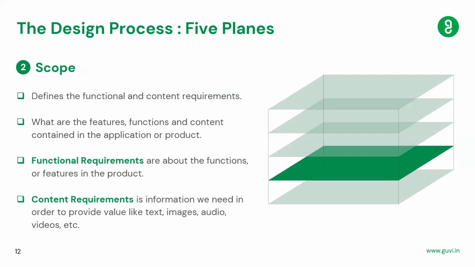The second plane is the scope. What is the scope here? It is the functional and content requirements: what should be the functions of the application, and what can we add in that? Functional requirements are about the functions or features of the product. Content requirements are nothing but what should be the content in it, like, as I told you, text, images, audios, videos. These are content requirements, and the functions will be functional requirements. In the next example, I'll show you what functional requirements are.